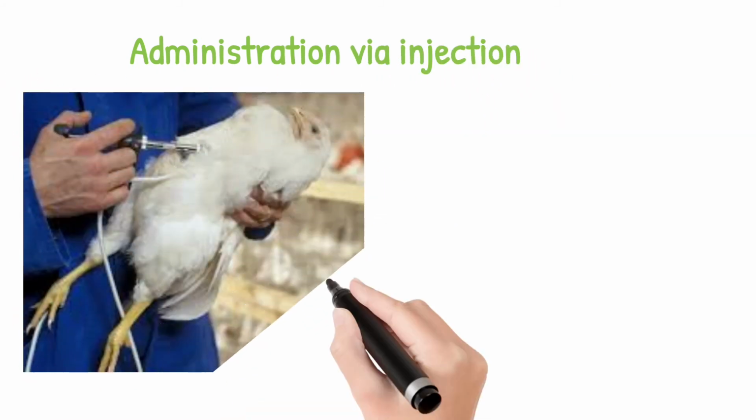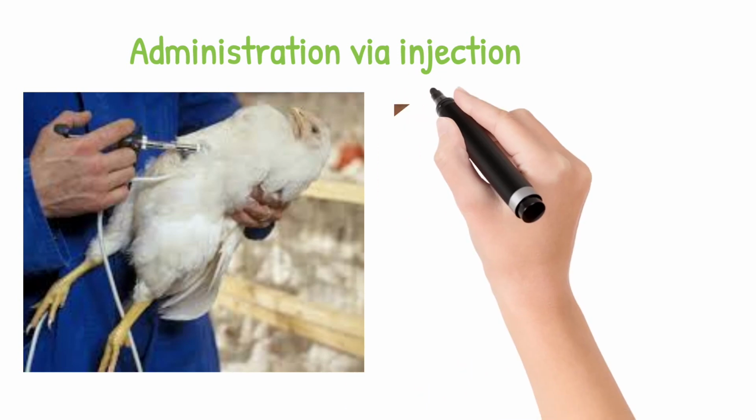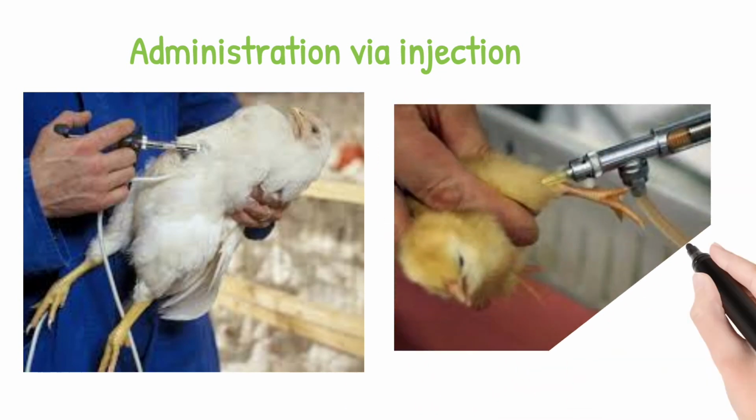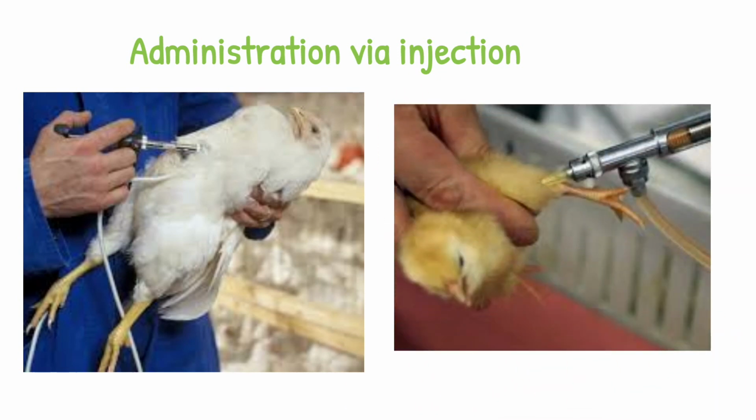Administration via injection. Inactivated Newcastle disease vaccines are administered by intramuscular or subcutaneous injection only, in the breast or the leg. Inactivated vaccines should be allowed to reach ambient temperature, approximately 28 degrees Celsius, and the contents should be well shaken prior to use. If stored in a cool, dark location, an inactivated vaccine may retain its activity for 1 to 2 weeks outside a refrigerator.